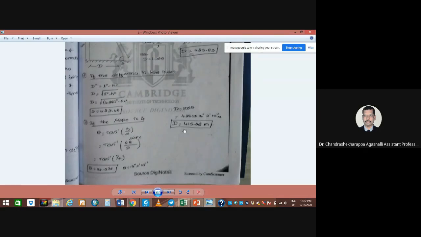So this is a very simple one. First, you need to understand what the angle is, what the distance is, and what the height is. That's all. The rest of the things you can handle very easily. And the next part is this.